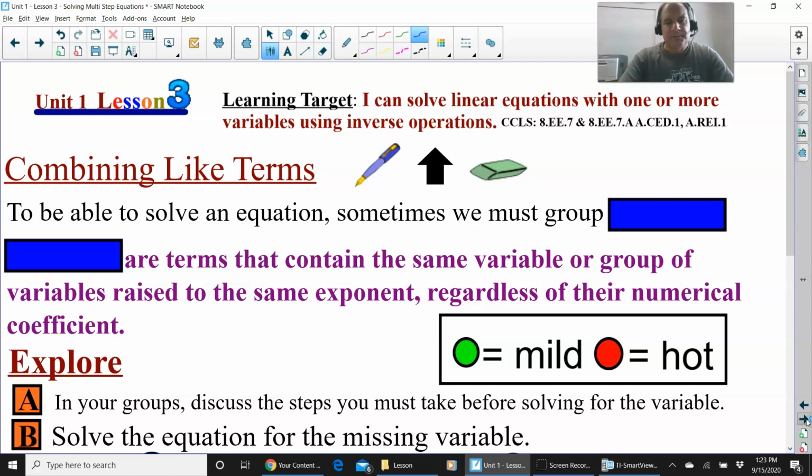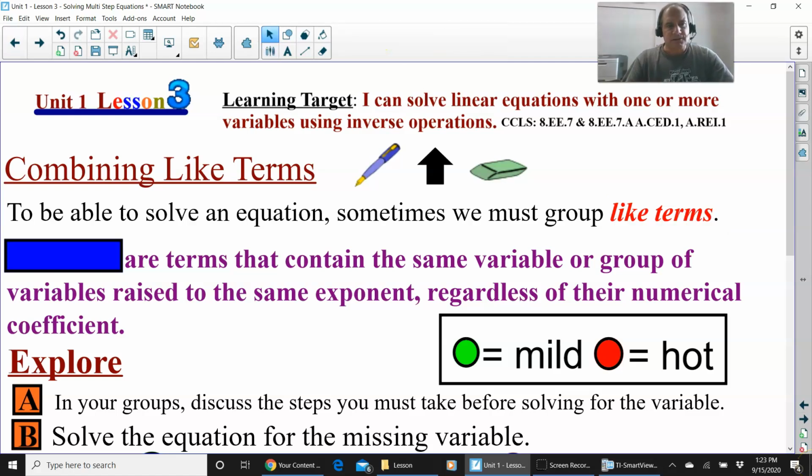All right, so to be able to solve an equation by combining like terms, we must group like terms together. Like terms are terms that contain the same variable or group of variables raised to the same exponent. So if you have something like 2x squared plus 6x squared, that is 8x squared, regardless of the numerical coefficient. If you have the same variable and exponent, you could say that they're like terms.